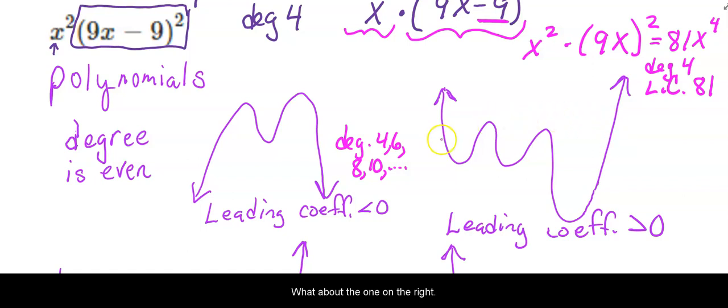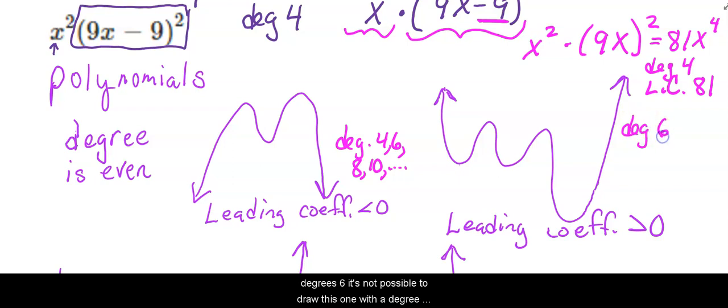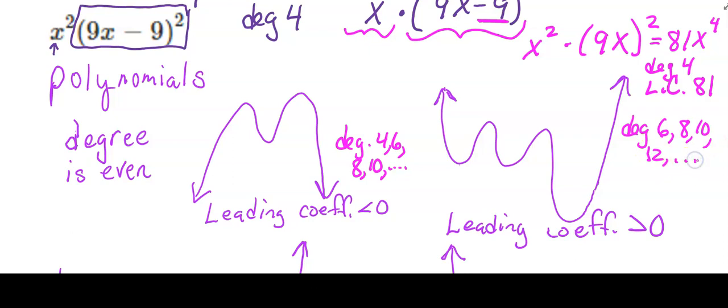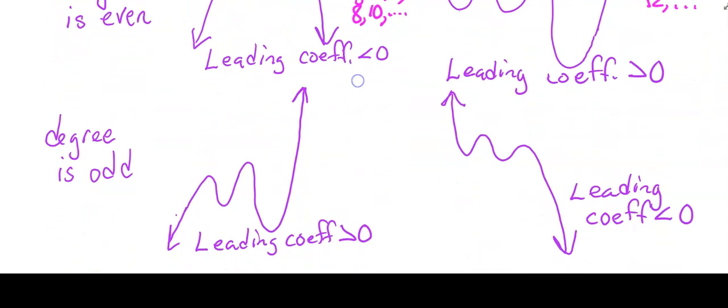What about the one on the right? It's got 1, 2, 3, 4, 5 turning points. One more than that would be degree 6. It's not possible to draw this one with a degree 4, but it could be 6, 8, 10, 12, or any higher even degree. What about the ones below it?